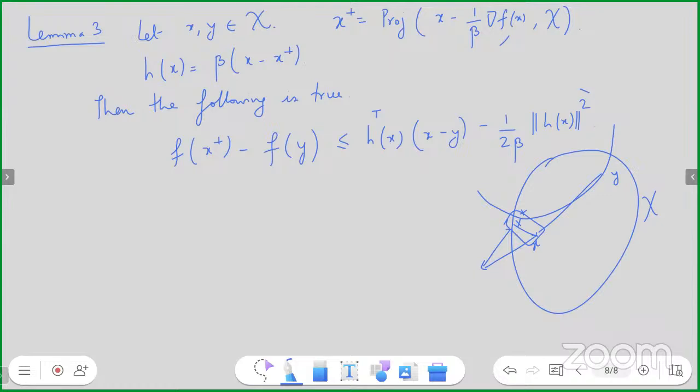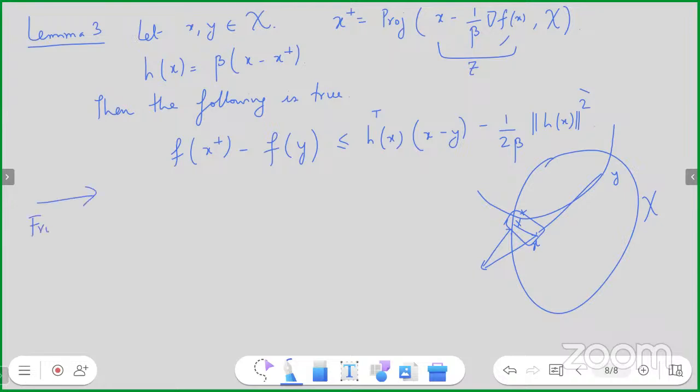What would that give us? If I apply the projection lemma, y should really be thought of as x minus 1 by beta gradient of f of x. That's the only quantity which is lying outside of the feasible set chi. Here I've taken y to belong to chi, so this should really be called z. That is the only quantity which is lying outside.